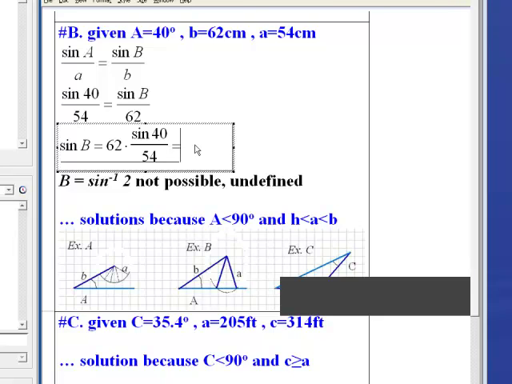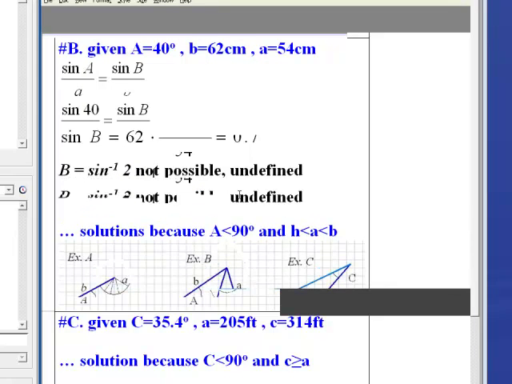I'm going to do this on the side. I trust that you don't need the online graphing calculator to figure this out. And on the side, all I have to do is check that I'm in the degree mode. So let's see, 62 times sine of 40 degrees divided by 54, and I come up with 0.738.